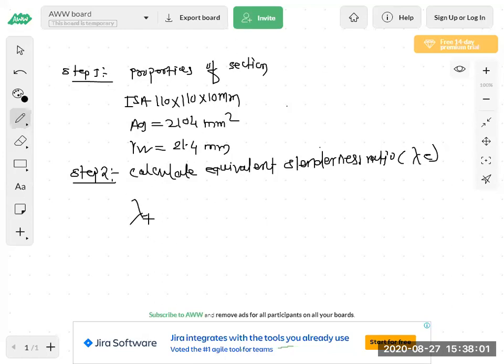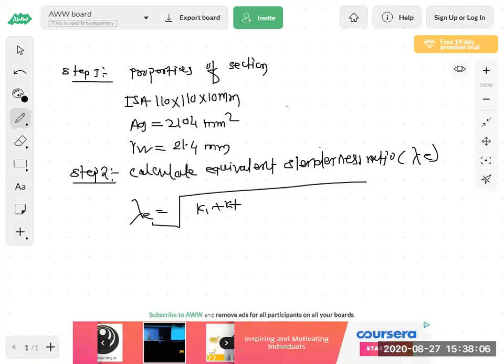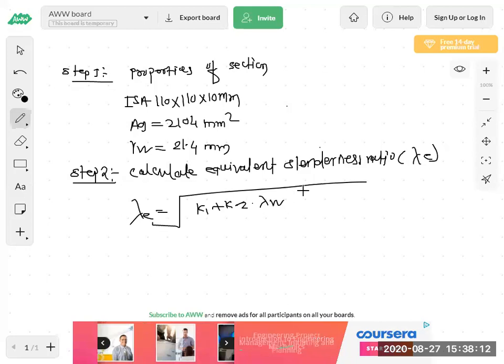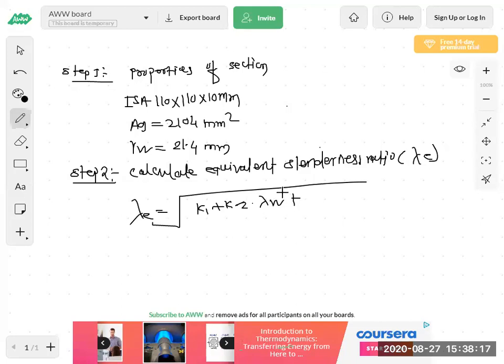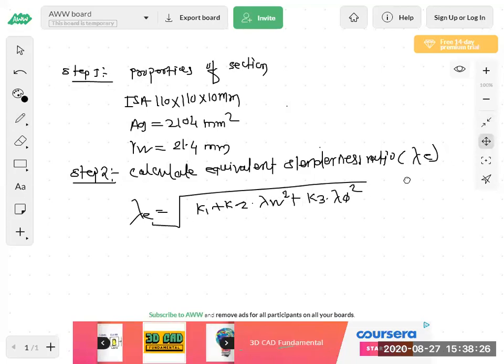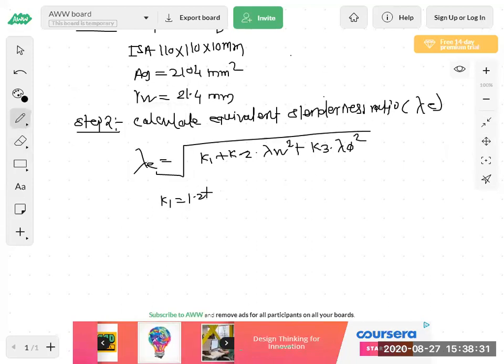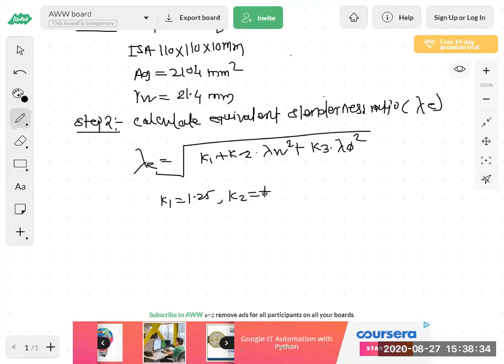So then lambda e is equal to under root of K1 plus K2 into lambda VV square plus K3 into lambda phi square. So we got the values of K1, K2, K3. K1 is equal to 1.25, K2 is equal to 0.5, and K3 is equal to 60. Same, we have calculated lambda VV.